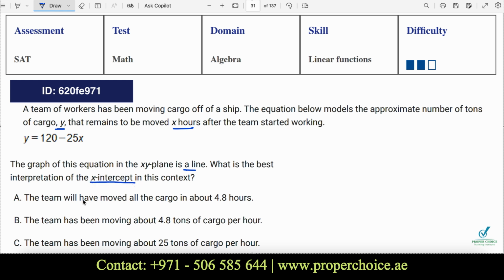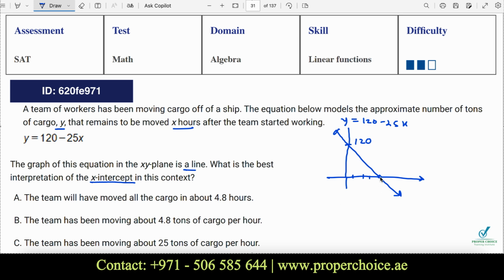So what is the x-intercept? Basically, the x-intercept is the point where the value of y is 0. If I make a rough sketch for this, the graph of the line is going to be something like this. So this will be y equals 120 minus 25x. The initial number of tons of cargo is 120, and as the number of hours increases, the amount of cargo left in that ship is going to be 0.